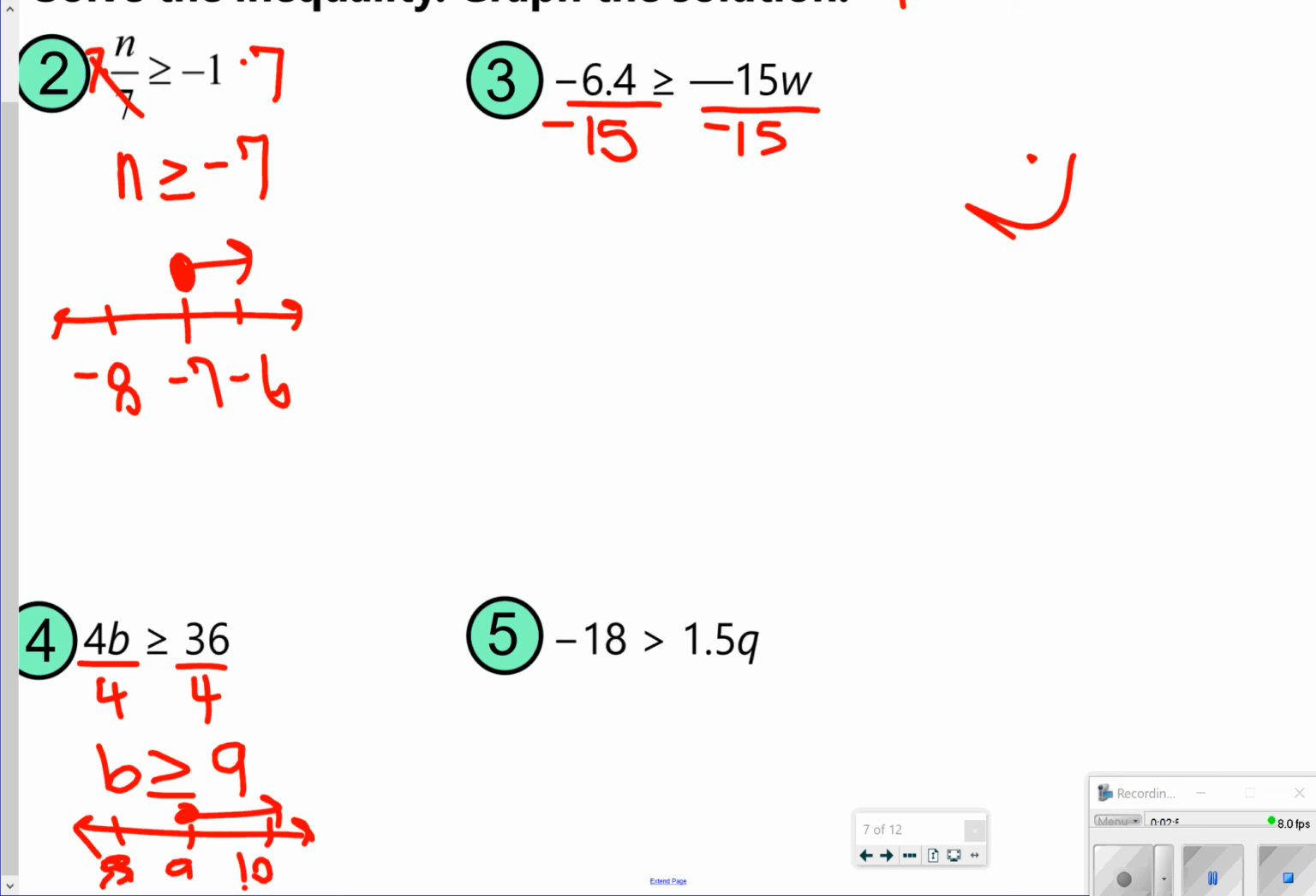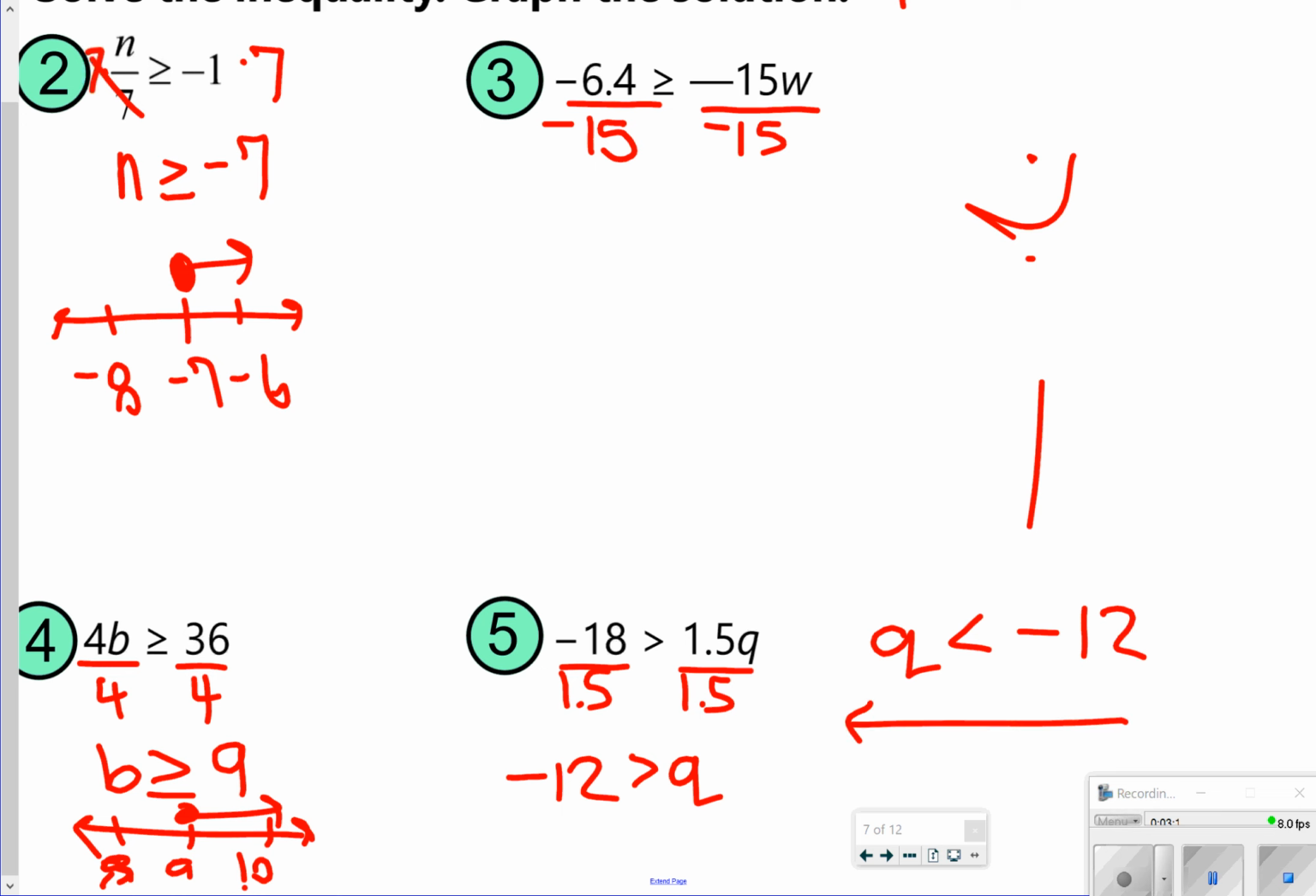And then for number 5, we're dividing by 1.5 on both sides. So you could just take your calculator for that one. 18 divided by 1.5 is going to give you 12, so keep that a negative 12. So negative 12 is greater than q, but I'm going to rewrite that as q is less than negative 12, so that when we graph it, I have negative 13, negative 12, negative 11, an open circle pointing left.